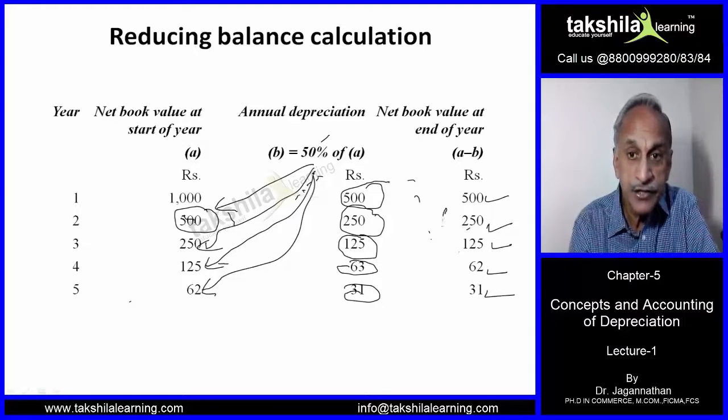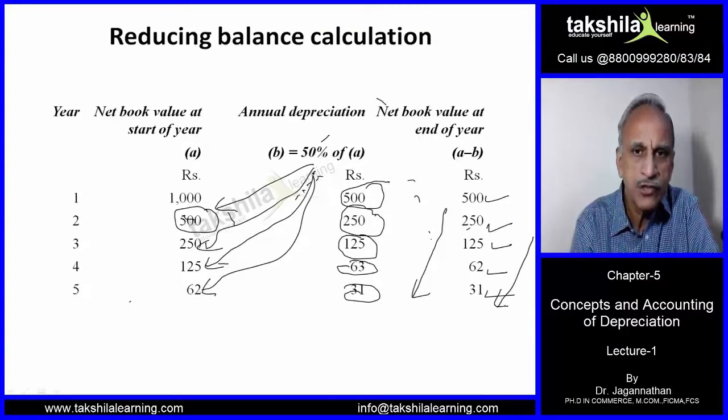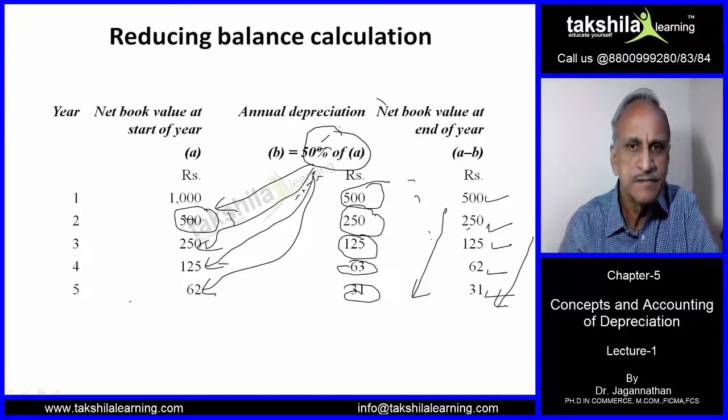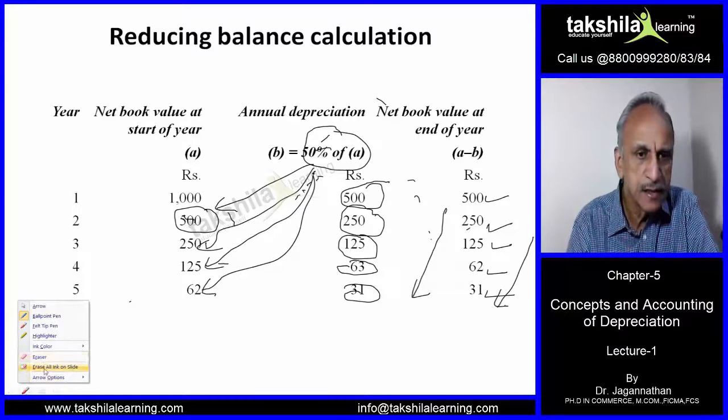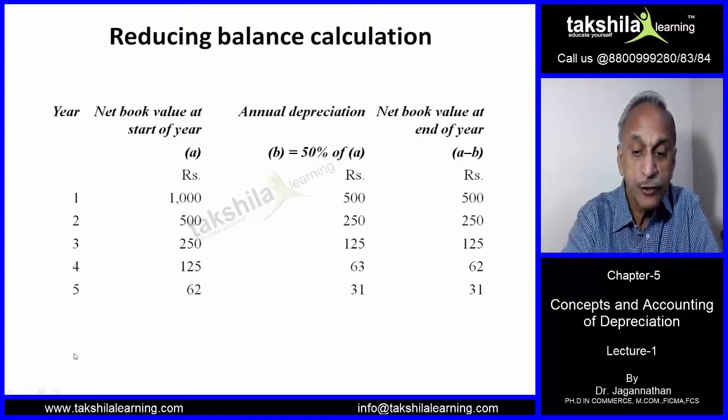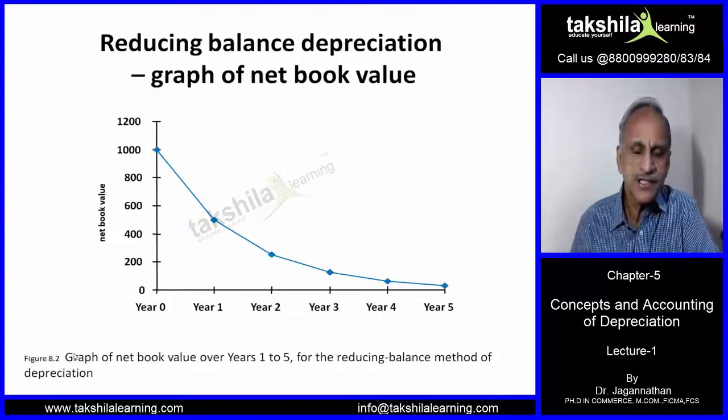So depreciation keeps reducing. Net book value keeps reducing. Alright. The only thing that remains constant is the rate of depreciation. Alright. So this is how it's calculated. And very interestingly, you will see here the graph shows the reduced depreciation like this.